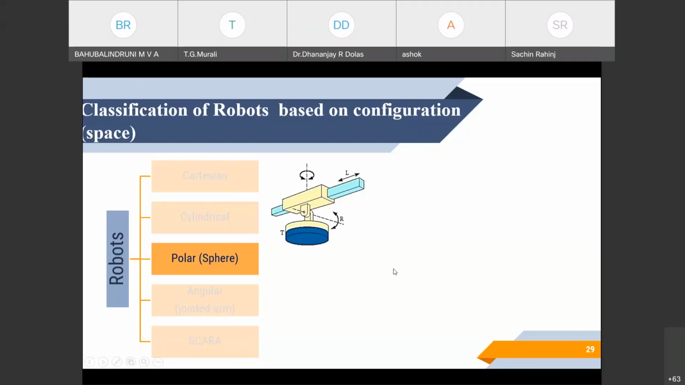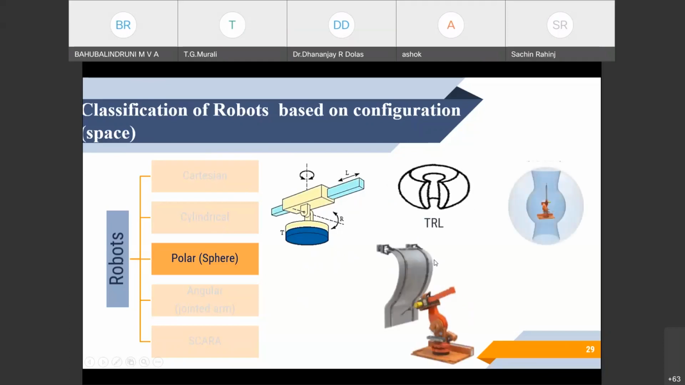So for the polar robot, the space is typically in a spherical shape, which we use for movement along a contour. The contour is supposed to be of at most second degree order. So you can use it for a cylindrical application. You can use it for welding applications as shown here.